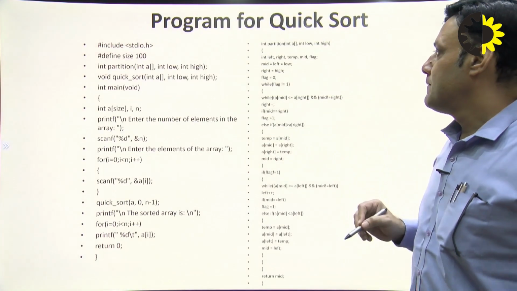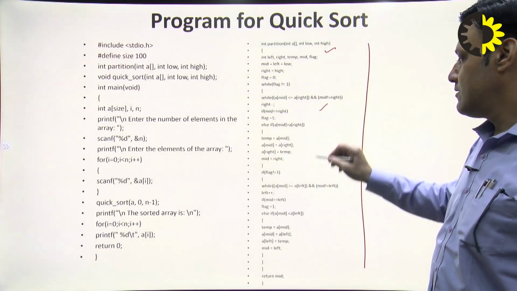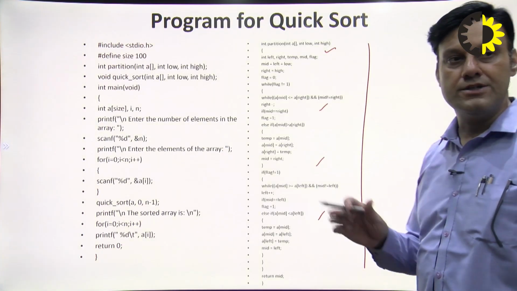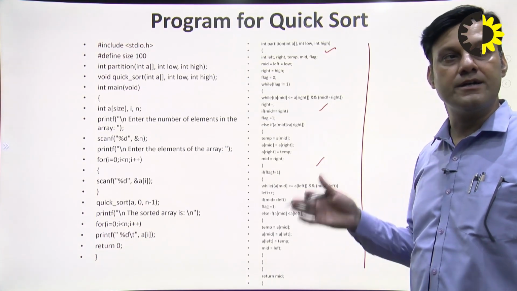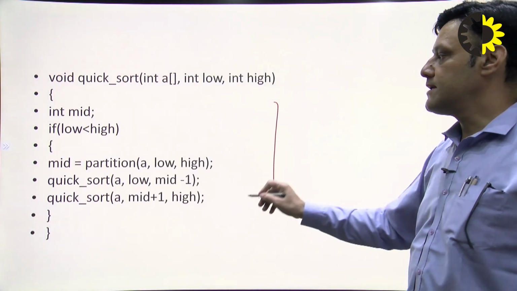Okay? So this is the program of quick sort here. The same procedure is followed here. The list is divided into two parts. Again, recursively it will be called. Okay. This is the algorithm that I am discussing.